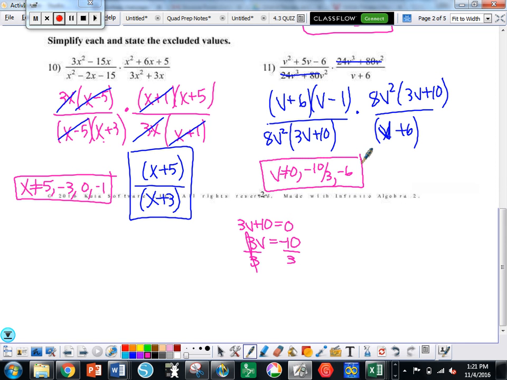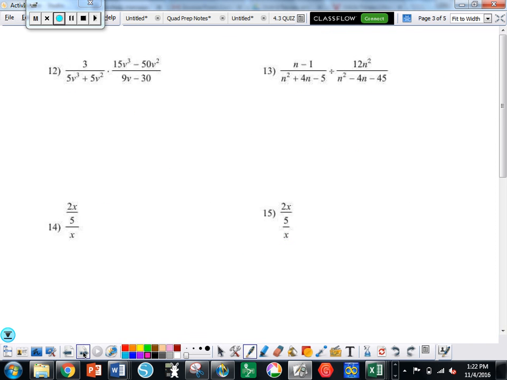All right, it's canceling time. The entire denominator cancels with this entire numerator. They both have a b plus 6. One top, one bottom. So my final answer is b minus 1. It is okay to have just a numerator. We are about halfway done. Next one, number 12. Still multiply.